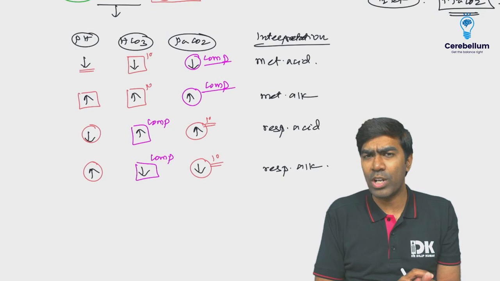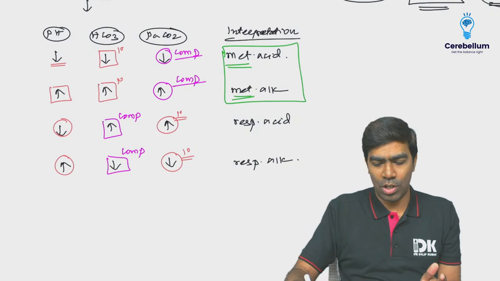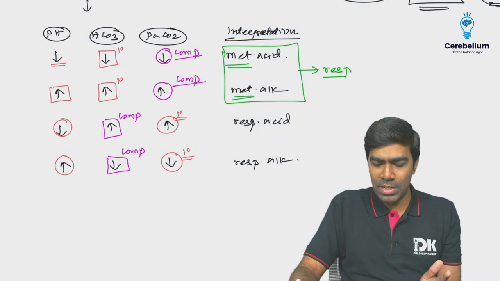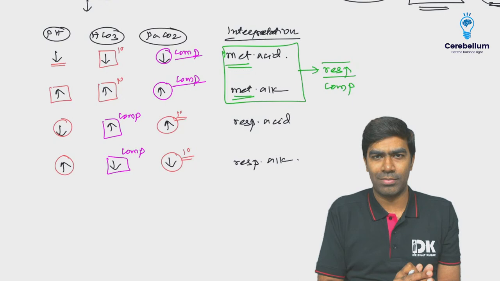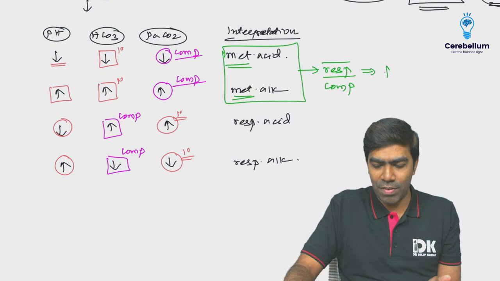So in a metabolic problem, what is the compensation? In a primary metabolic problem, your compensation is going to be respiratory. And tell me, respiratory compensations will be fast or slow? You are breathing every minute, at a rate of 12 to 20 per minute as an adult. Which means respiratory compensations must be fast.